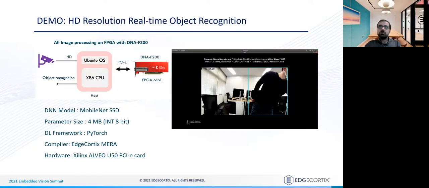Here we have a typical MobileNet SSD object detection model compiled with the MERA compiler, which is trained to recognize people. The camera is capturing HD resolution images and feeding them in a streaming manner to the FPGA. That is, the order and the sequence of the images is maintained. In this case, all the image processing happens on the FPGA with the DNA F200 AI engine. Now let's start the video.